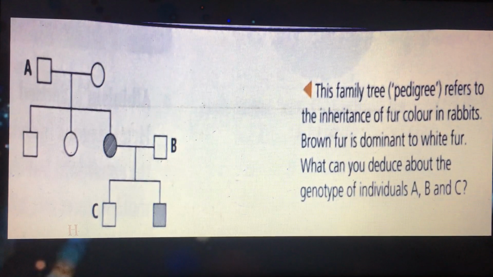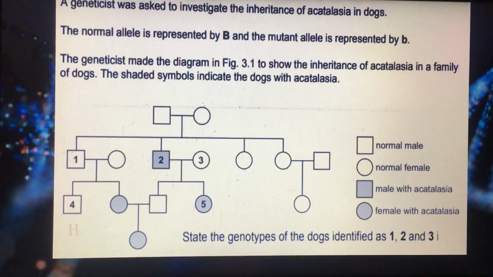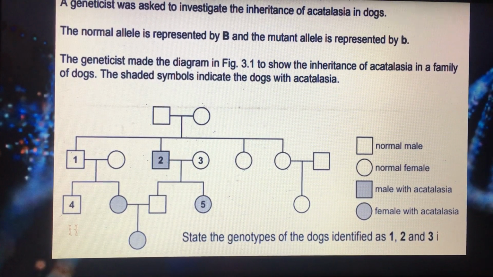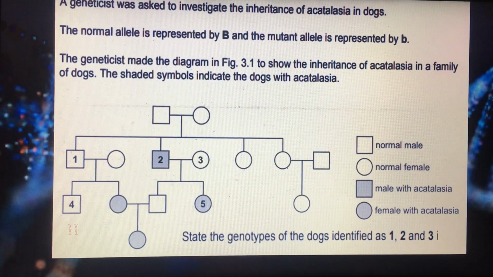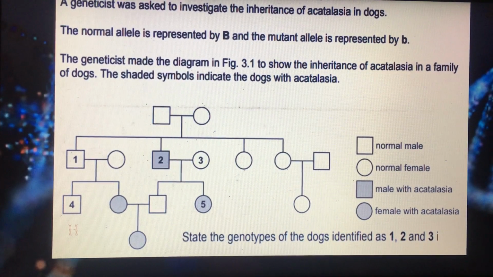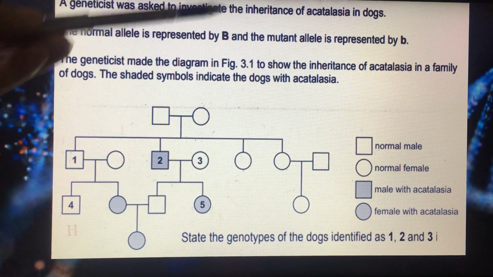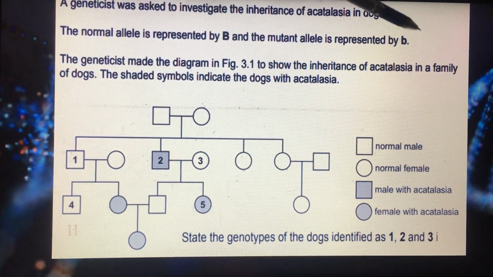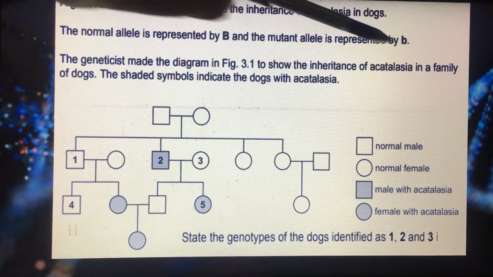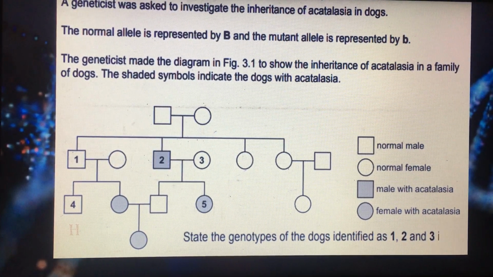Now we have a question here. Genetics was asked to investigate the inheritance of acatalasia in dogs. Now you have to know the normal allele is represented by B capital, and the mutant allele is represented by B small. So this one is dominant and this one is recessive.